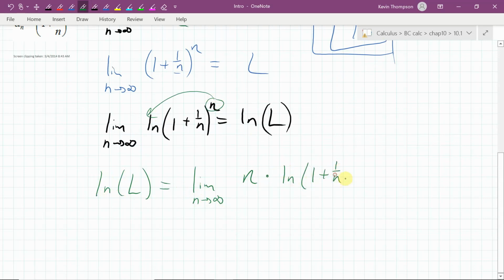Now I want to pause for just a minute and recognize that this is actually another indeterminate form on the right-hand side. What indeterminate form is that now? Infinity times 0. You see that? This piece would be 0. Natural log of 1 is 0. n goes to infinity. This is an infinity times 0. It's another indeterminate form. Okay?